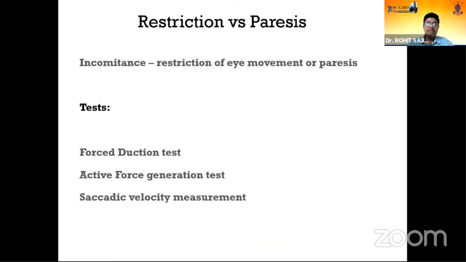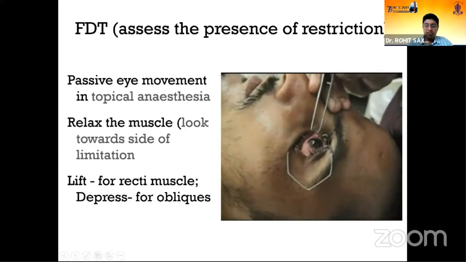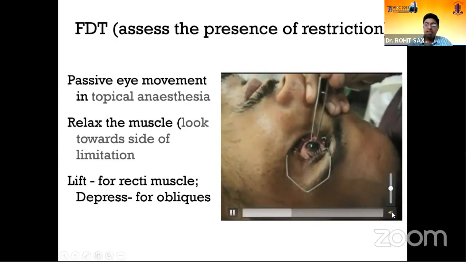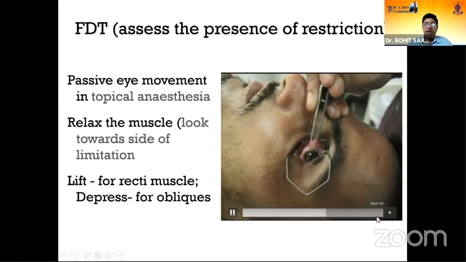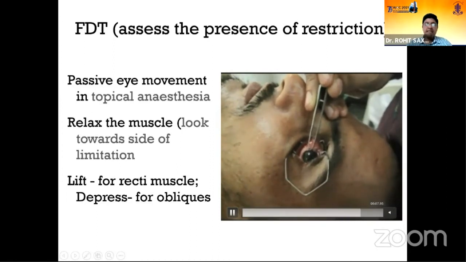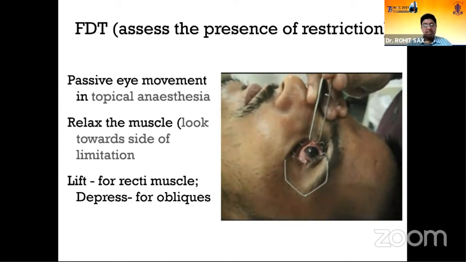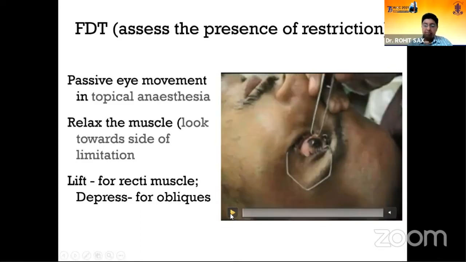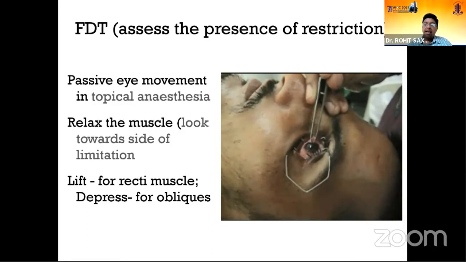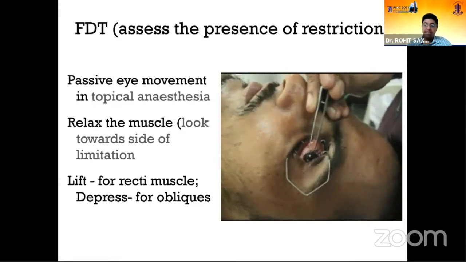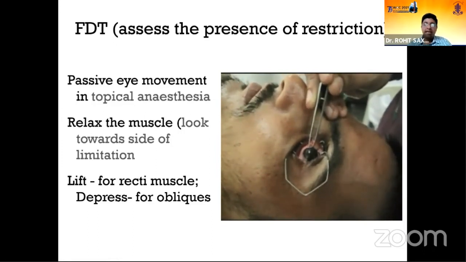Restriction versus paresis: it's important to pick up whether there is any true restriction of movement or it's a paresis. For that, you need to do a forced duction test. The forced duction test is possible under topical anesthesia in older children or general anesthesia in younger children. So you hold the limbus at the opposite end, ask the patient to look in that direction, and then lift the eye for recti, press the eye for obliques, and you rotate it in that direction.